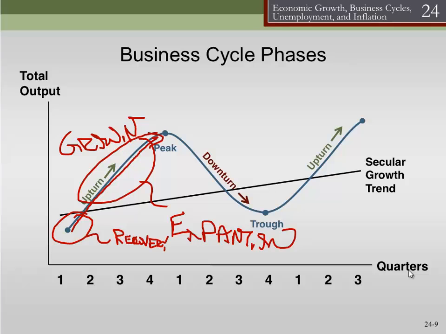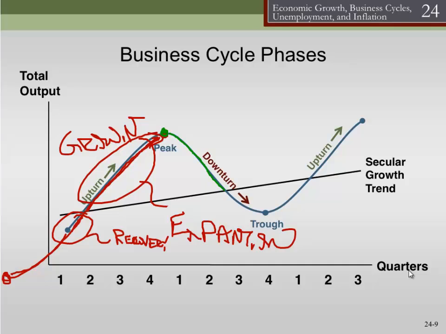If we looked before here, there'd be some kind of a trough here, and we would have been in a recession. And now we're recovering. Then we hit the upturn where we're actually expanding. Then we hit the peak. The peak is the top of the business cycle. When we hit the peak, everything is as good as it's going to be, and then we start the downturn. Now we have this downturn phase where we're losing economic growth.